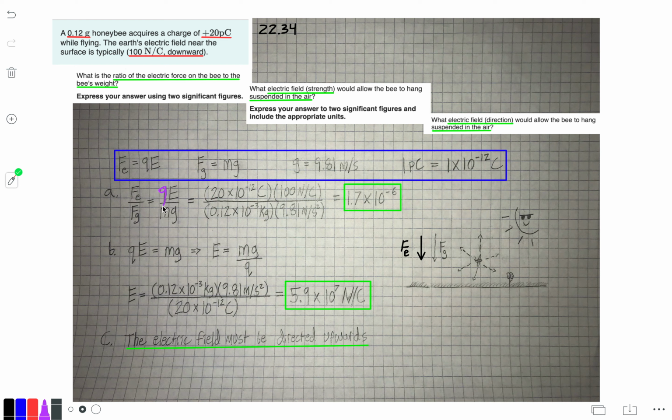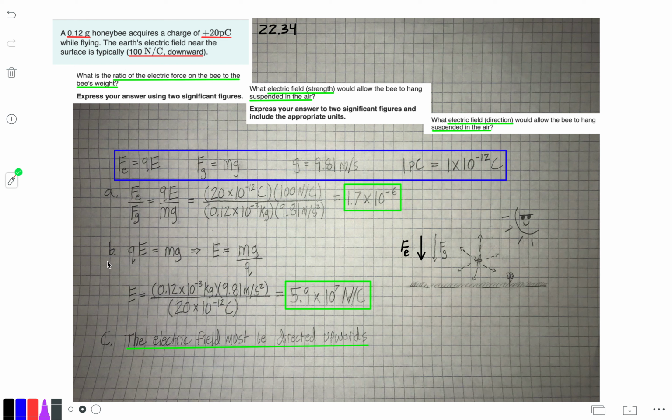Q being our charge and E being the value of our electric field, which again is going to be the Earth's. And then we have the weight of the bee and the acceleration due to gravity. And we can solve for this, and I believe we get like 1.8 times 10 to the negative 6. But in this case, we have rounded to significant digits to get 1.7 times 10 to the negative 6, and this is going to be a unitless number because it's a ratio.